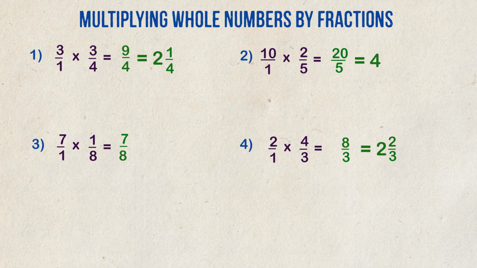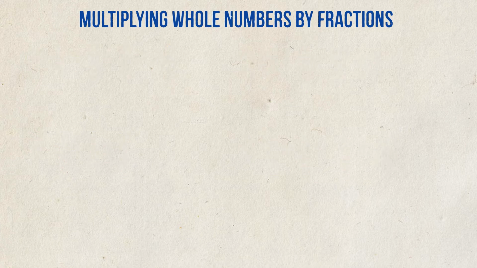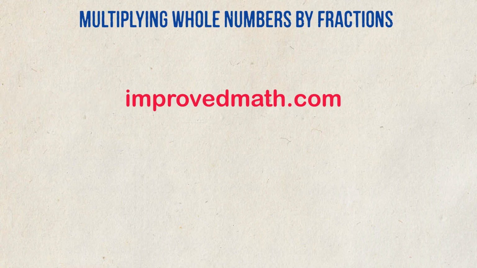Hopefully you can see now that multiplying whole numbers by fractions is very similar to multiplying fractions by fractions. All you have to do is convert the whole number into a fraction form and follow the same process.